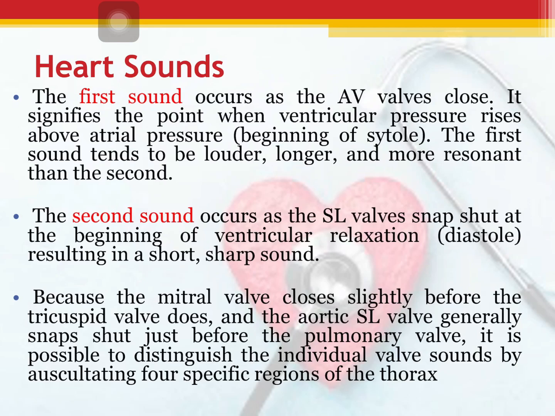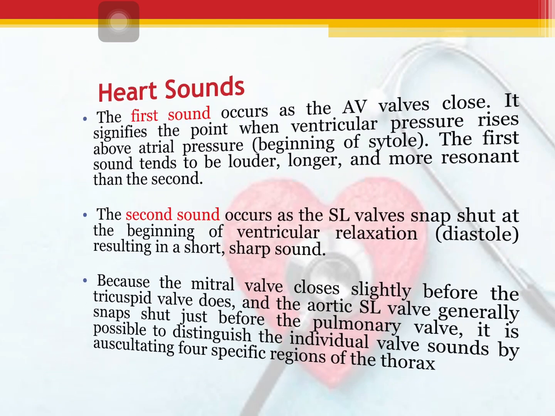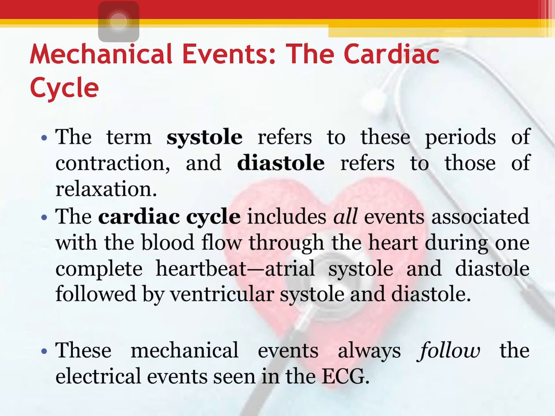Because the mitral valve closes slightly before the tricuspid valve does, and the aortic semilunar valve generally snaps shut just before the pulmonary valve, it is possible to distinguish the individual valve sounds by auscultating four specific regions in the thorax.